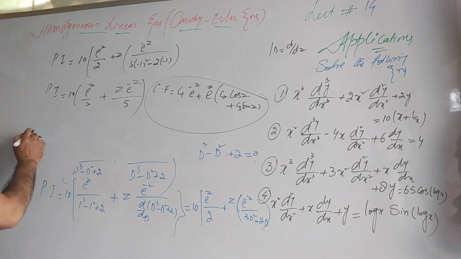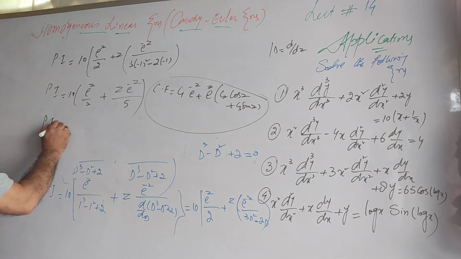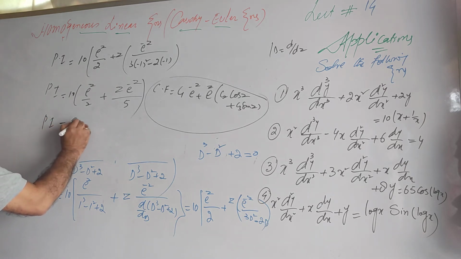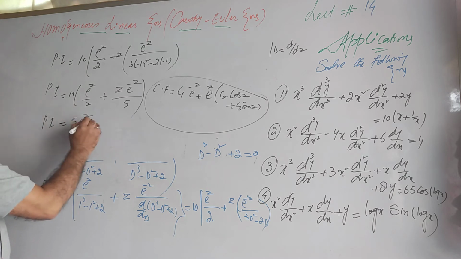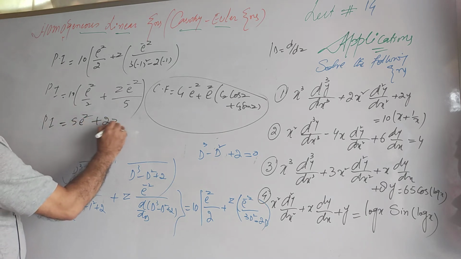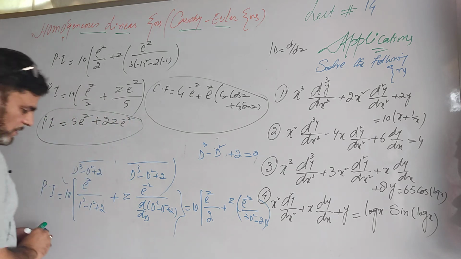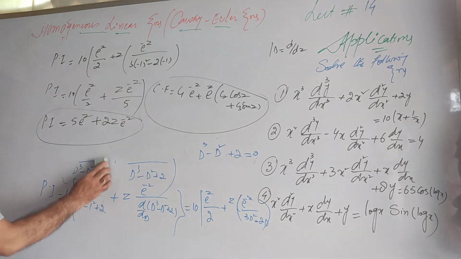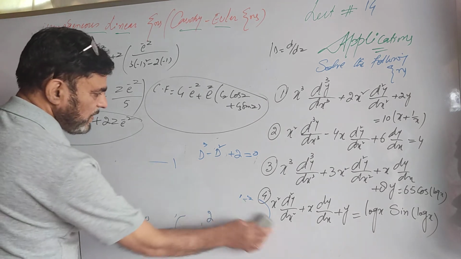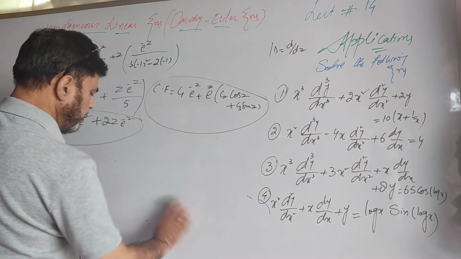So you can write your particular integral is 5 times e raised to the power z plus 2z e raised to the power minus z. This is your particular integral. Be cautious how we write down the solution now.